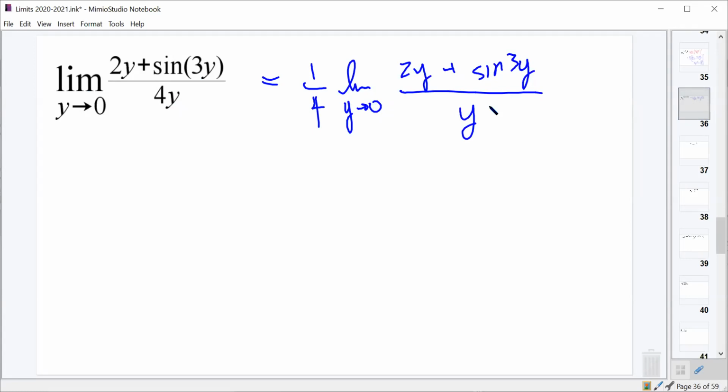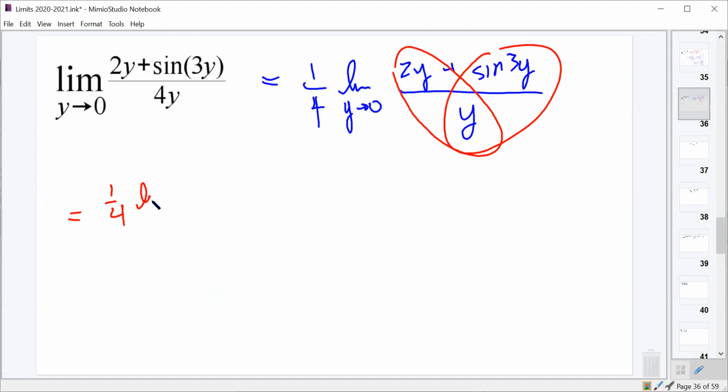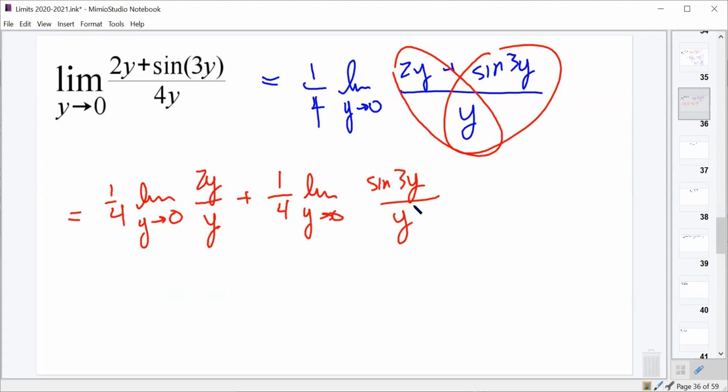You could use the sum rule. All right, we're going to use that sum rule, that addition rule, and we can separate this out into 2 different limits. So one of the limits will be 2y over y, and the other of the limits will be sine 3y over y. And they both need to have a 1/4 in front of them. So we got 1/4 the limit as y approaches 0 of 2y over y, plus 1/4 the limit as y approaches 0 of sine 3y over y.